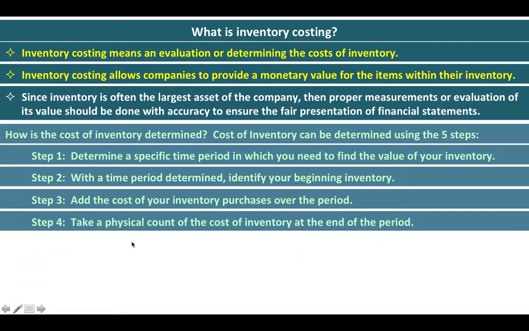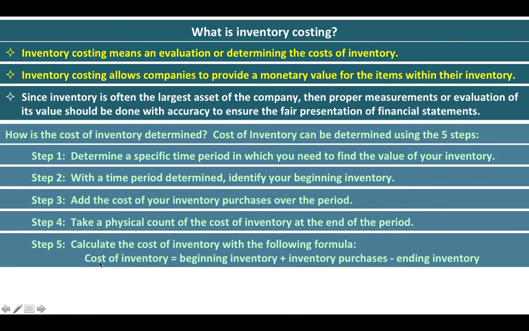And step 4, take a physical count of the cost of inventory at the end of the period. So step 4 would mean physical counting of what was left, okay? Physical counting in the warehouse with respect to direct materials or raw materials, physical counting at the factory building to determine what are the items that are not yet completed, and physical counting at the sales area or storage area to determine the number of units that were not sold yet.